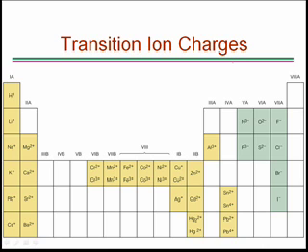Okay, so here are the transition ion charges. Notice how they're in the middle of the periodic table, and they do not fit any kind of pattern like the other ones do. Okay, so you need to know where they are, and also given the name, you need to be able to figure out the formula from the name or the name from the formula.